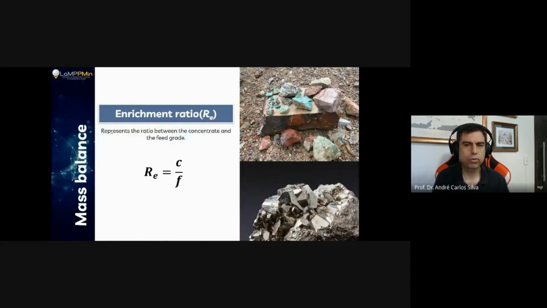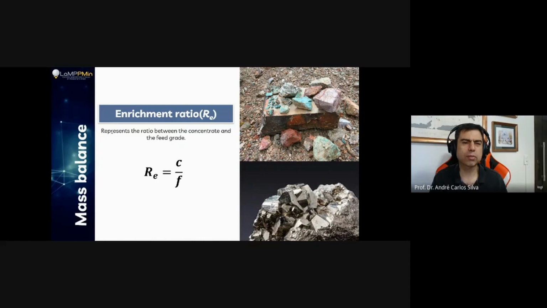And another number that we can evaluate, again, not very widely used, but it's possible that you can find this in some books, is the enrichment ratio. The enrichment ratio is almost the same thing that I mentioned before, but now focusing on grade. So if I divide the concentrate grade by the feed grade, I can calculate the enrichment ratio. And again, if you talk about gold, they always look for a high enrichment ratio. Why? Because they feed the plant with 1 ppm, and they want to have something come out of that.